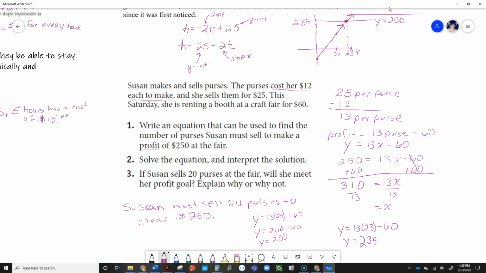Graphing it like this on Desmos or on your own paper, this is going to be the $250 line. Here's the point (20, 200), which is not above the $250 line. It's below the $250 line. So 20 purses is not enough.